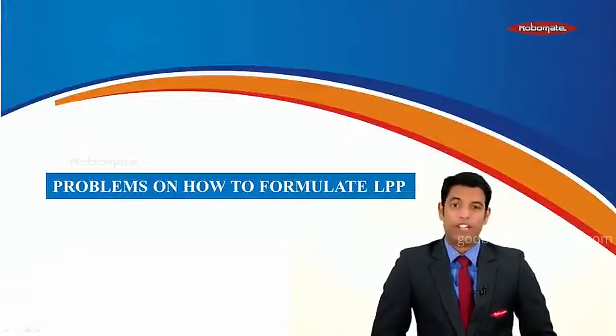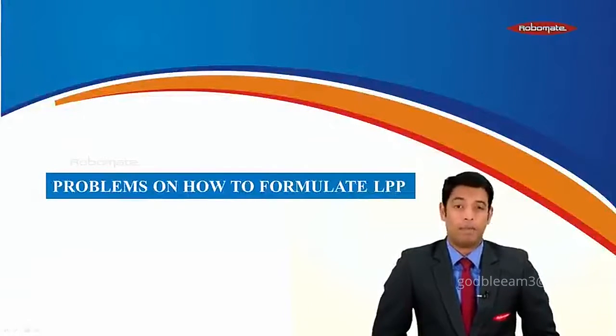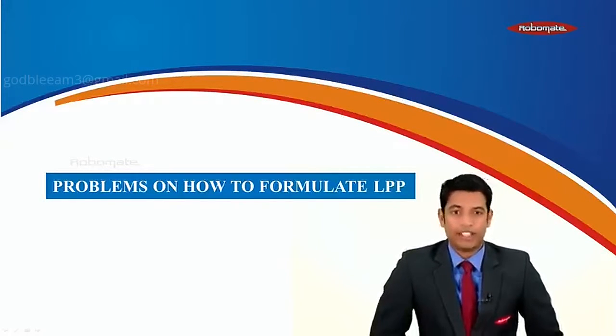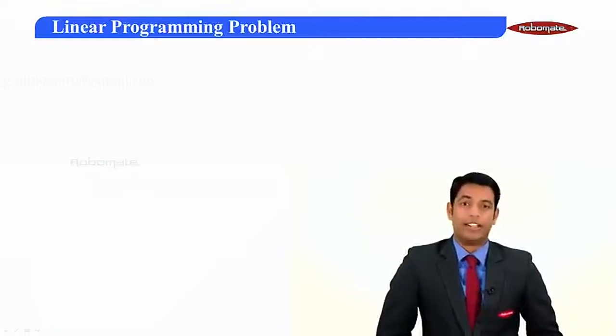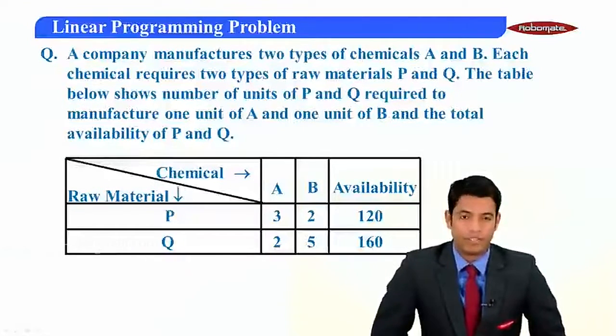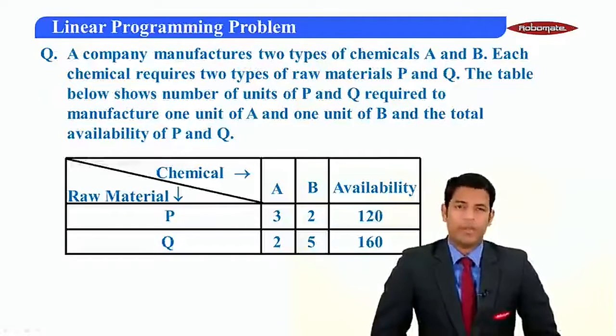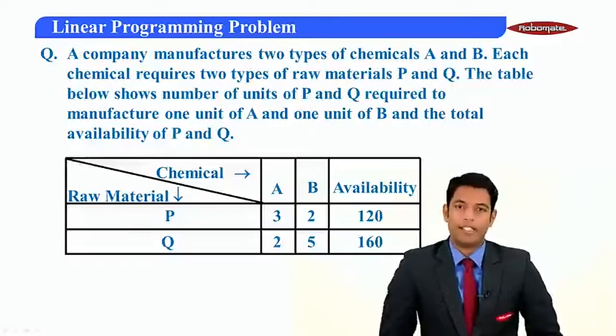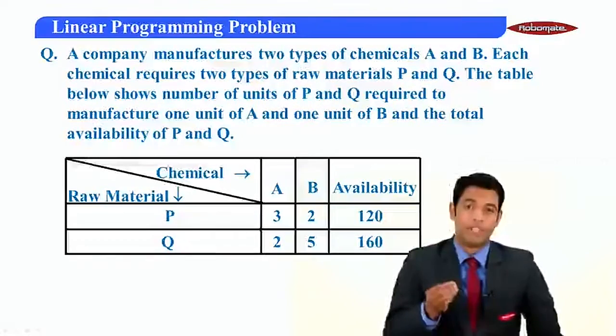In this module, we are going to see how to apply the steps to formulate an LPP to the given question. So let's start with our question. The question says that there is a company which manufactures two types of chemicals, chemical A and chemical B, which require two types of raw materials, P and Q. Now the table gives some information about all this.